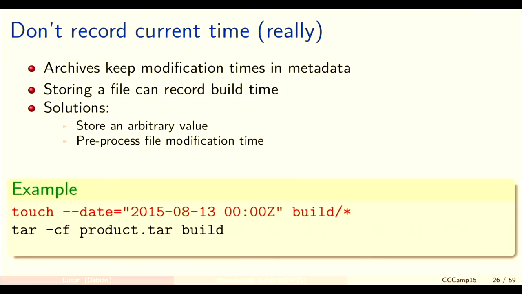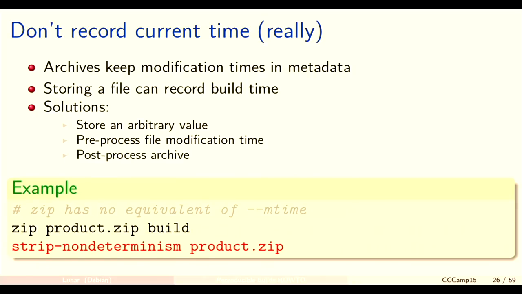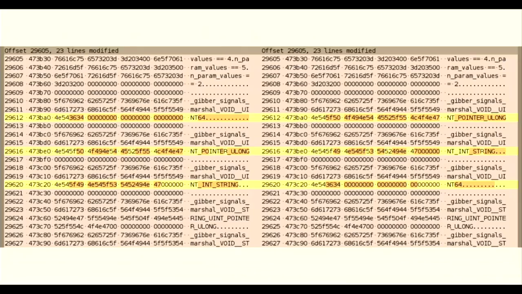Another solution is to pre-process the file you're going to put in your archive with touch. Simple, easy. This will work with almost all archive formats. And another way is to actually do post-processing. So at the end of your build, you strip non-deterministic data from your build products. I'm going to talk about strip-nondeterminism later.